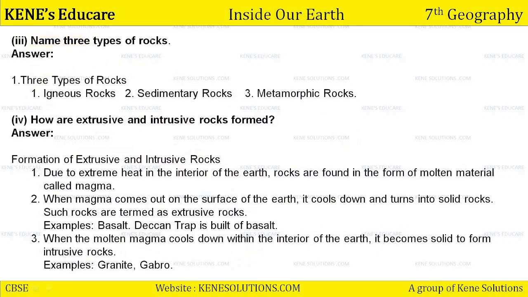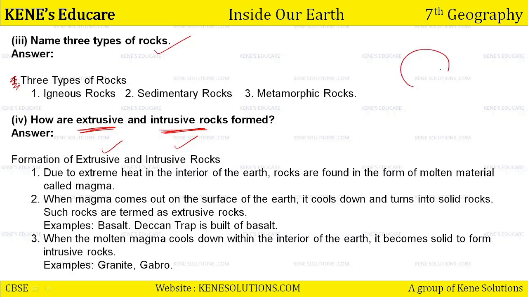Part 3. Name 3 types of rocks. 3 types कौन-कौन से पढ़े थे? The 3 types of rocks are igneous rocks, sedimentary rocks, metamorphic rocks. Fourth part. How are extrusive and intrusive rocks formed? मैंने बताया था extrusive forms, intrusive rocks क्या होते हैं और उनका formation क्या होता है.